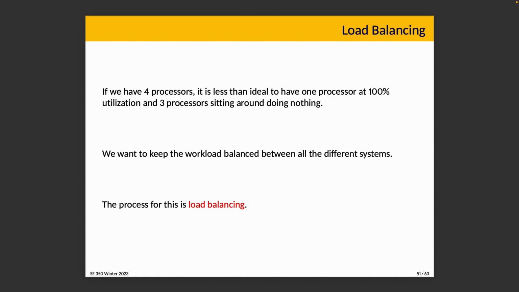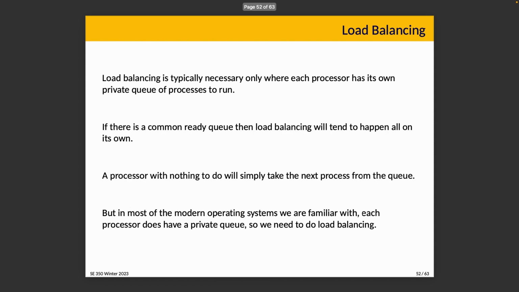And then this idea that I touched on earlier about processor affinity also leads us in a way to the subject of load balancing. It's presumably obvious that if we have 4 processors, it's less than ideal to have one processor maxed out with a queue of things waiting and have 3 other processors sitting around doing nothing. We want to keep the workload balanced between all of the different systems, and the process for this is load balancing. And load balancing is typically only necessary where each processor has its own private queue of processes to run.